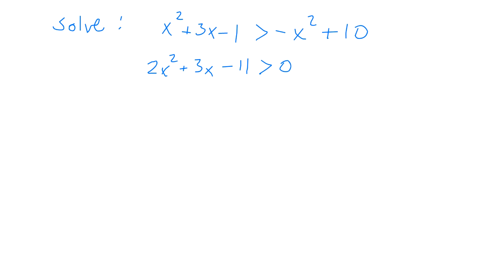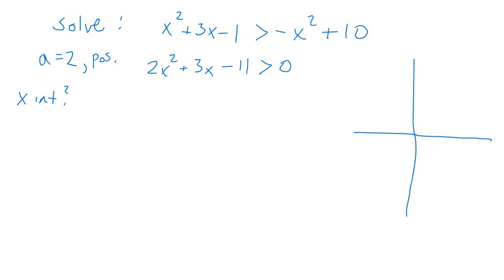So this is a parabola that opens up. It is concave up because a is 2, which is positive. Okay, so this is a concave up parabola. Where are its intercepts? Well, my x-intercepts are going to be solved by saying, where is this equal to 0? So I want 2x squared plus 3x minus 11 to be, sorry, to be equal to 0.